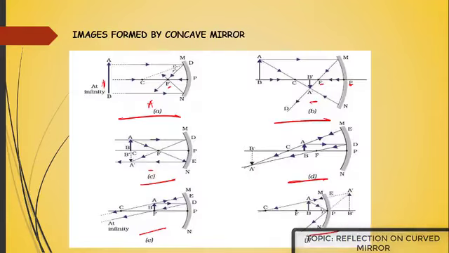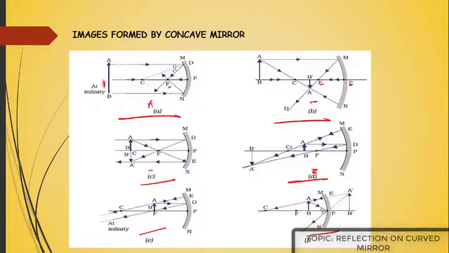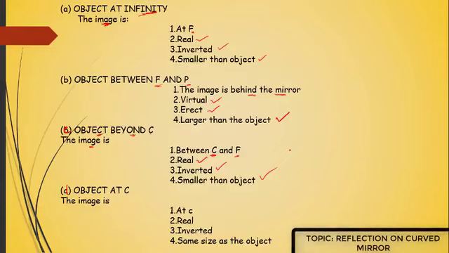Now, when the object is placed at C, the image is also formed at C. It will be real, inverted, and the same size as the object, because the object and image are at the same point.